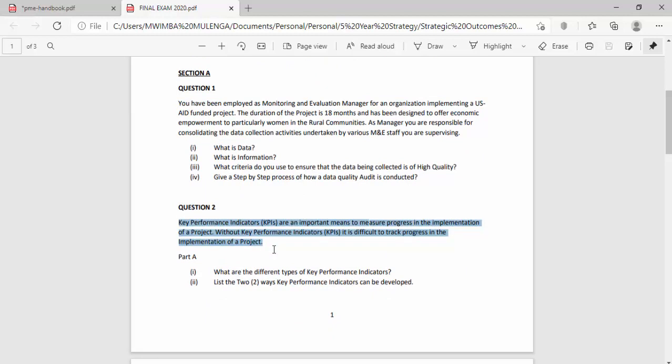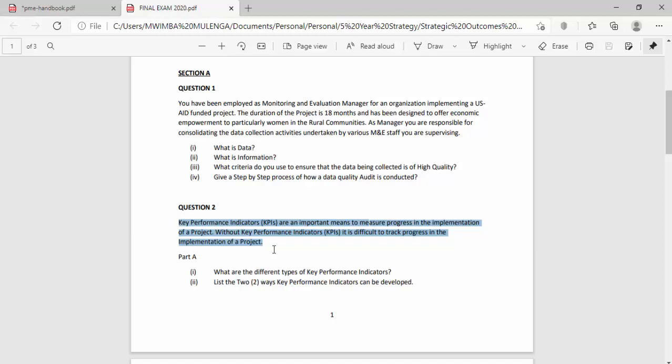Key performance indicators are important to measure progress in the implementation of the project. So now, what are the different types of key performance indicators? I have to tell you that the key performance indicators are different, and I hope you know this by now.